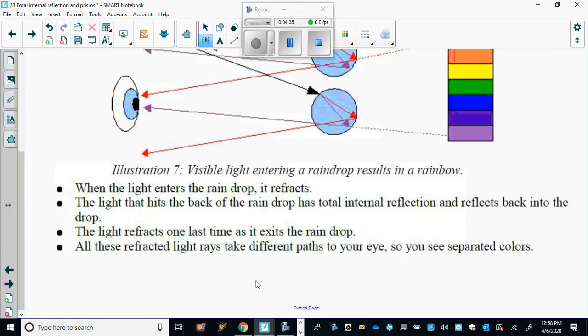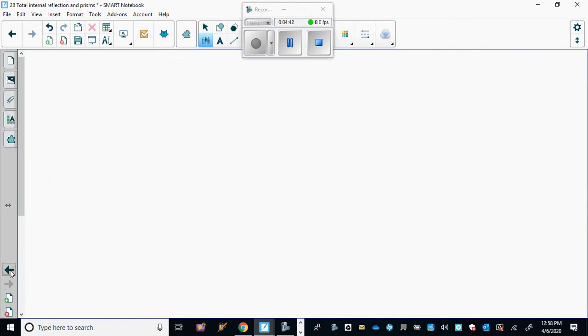Which is why you should never try to find the pot of gold at the end of the rainbow, because you will never get there. Sad. And that is it. That's prisms. Farewell.